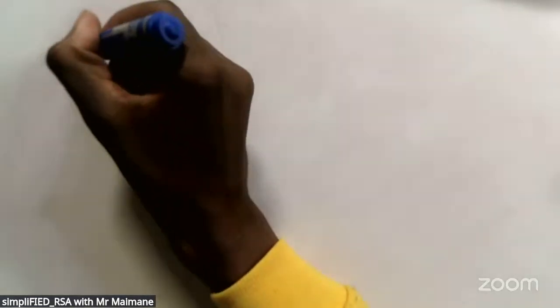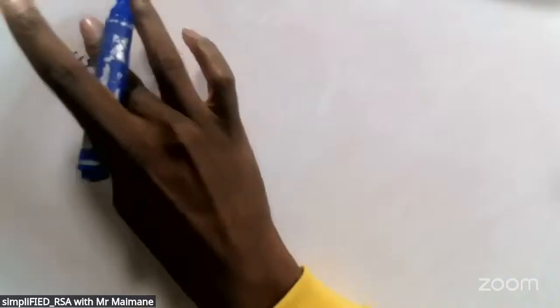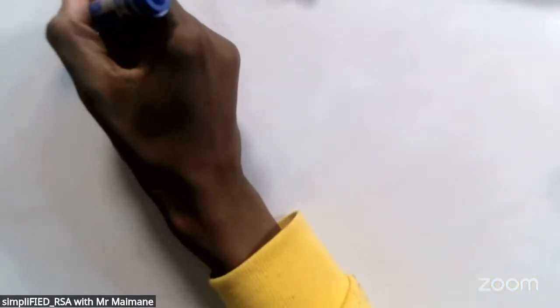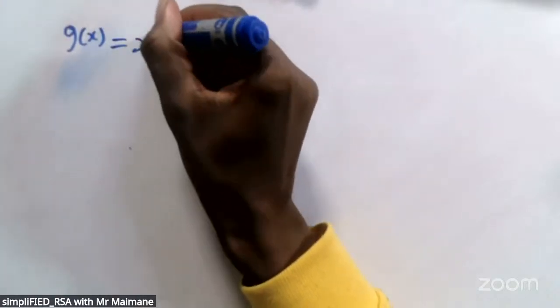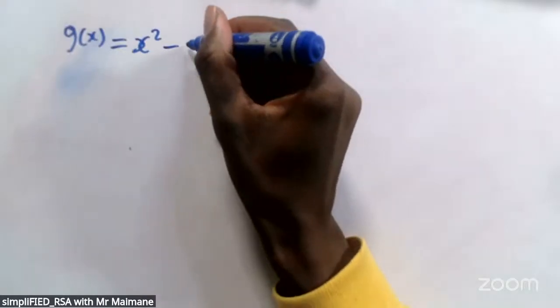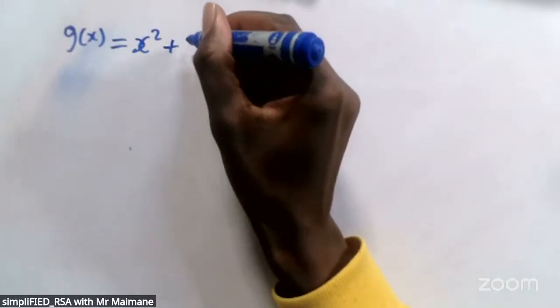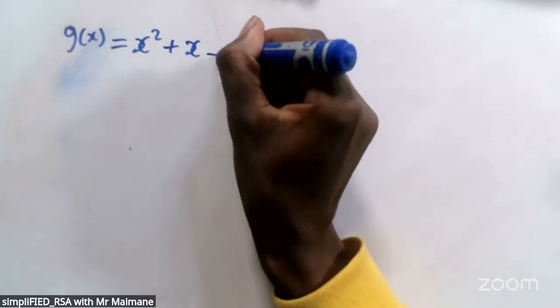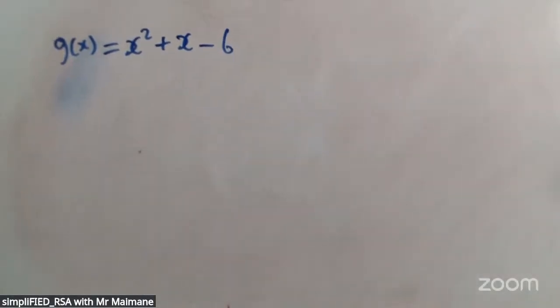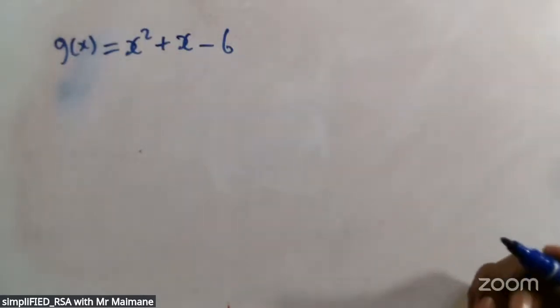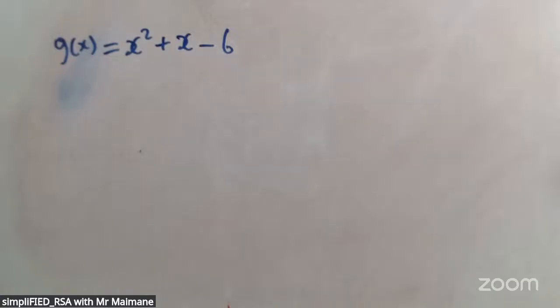Okay, suppose we have f of x, or let me use g of x so it can be similar. Suppose we have g of x is equal to x squared plus x minus 6. Suppose we have this, and we have to plot the graph. I'm going to do it as quickly as I can because I know most of you know this. It's just a matter of revision.